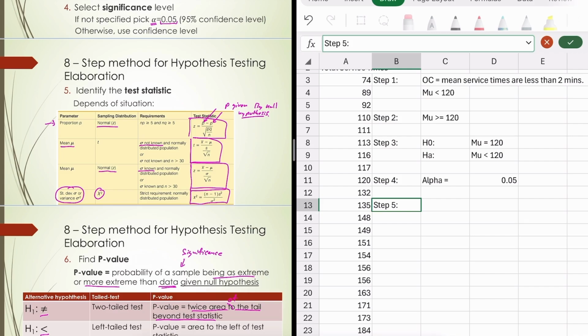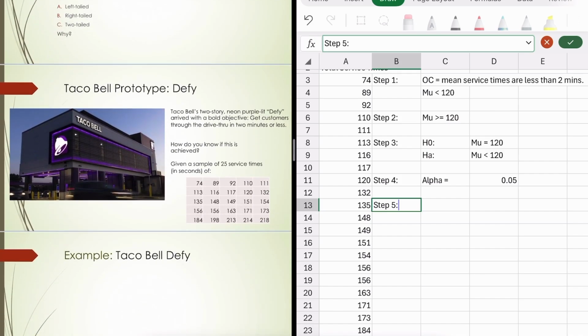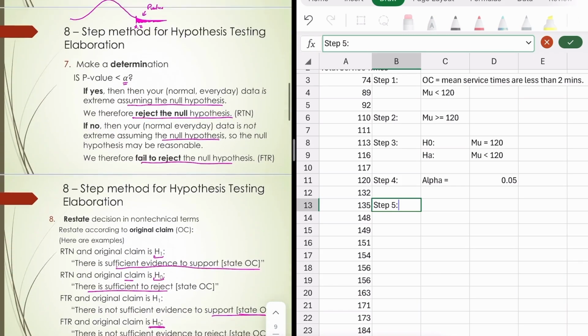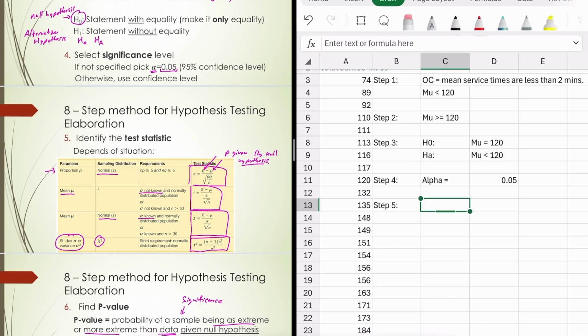Okay, now for step 5, identify the test statistic. What situation am I dealing with here? It's not a proportion. It's a mean, the mean service time. Is the population standard deviation known? No, they didn't give me any population standard deviation. That was not suggested at all. So I can't use the one where sigma is known. I'm going to use the one where sigma is not known. My standard deviation is not known, and so this is a t distribution. I need to use this test statistic right here.